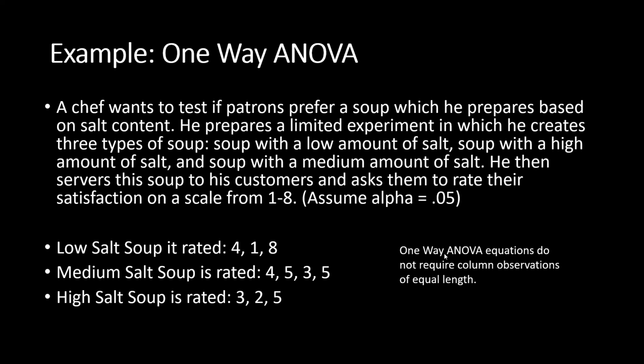A one-way ANOVA does not have to have column observations of equal length. So as you can see here, there are only 3 observations for low salt. There's 3 observations for high salt. And for medium salt, there are 4. So in one-way ANOVA, the categorical groupings can be of different length.